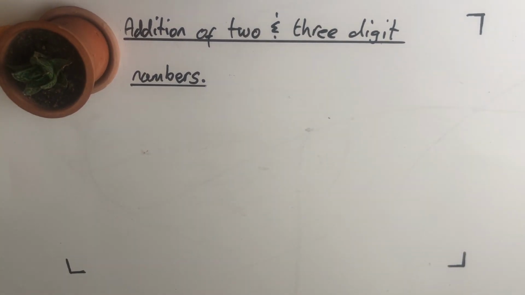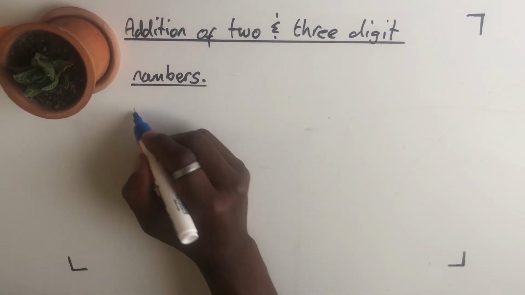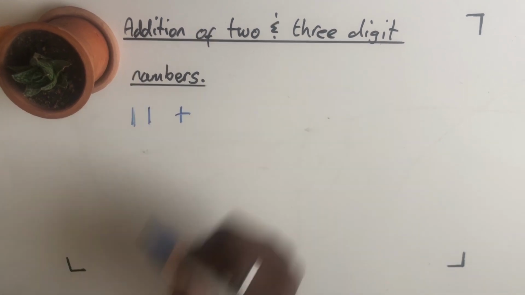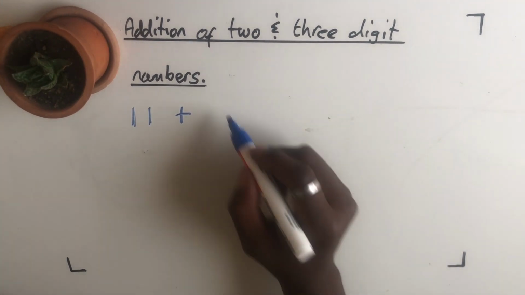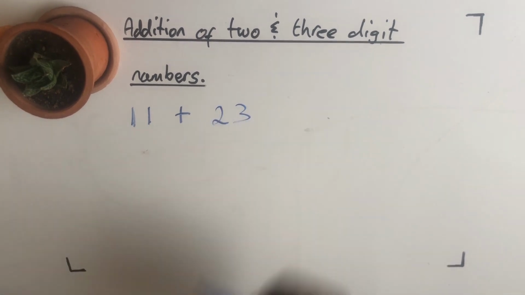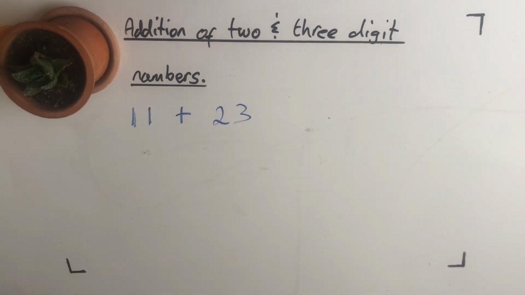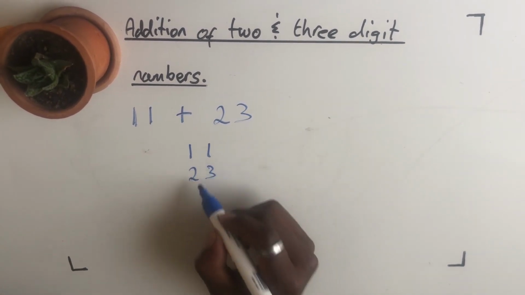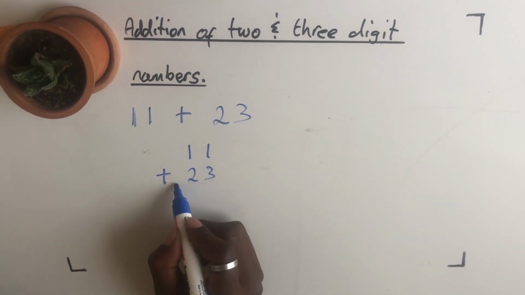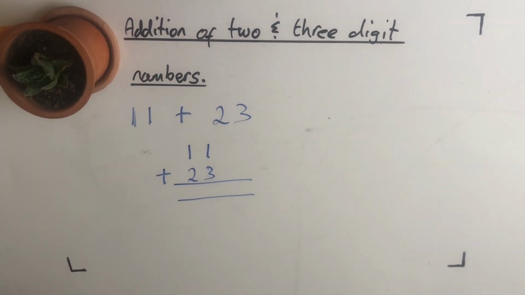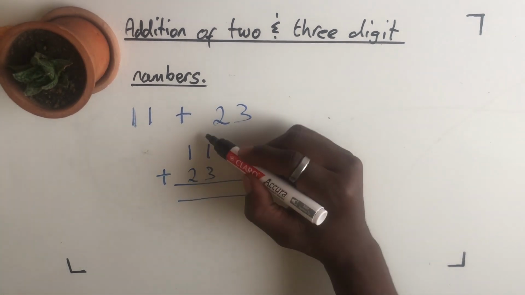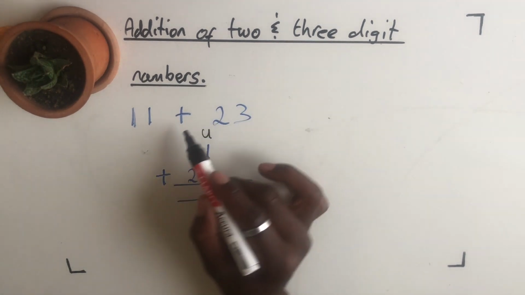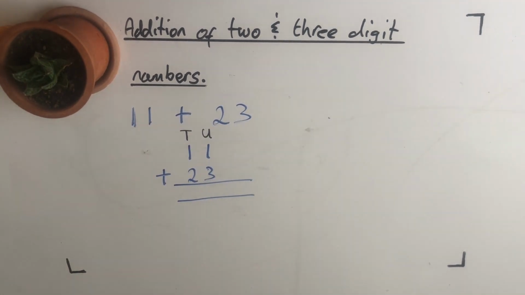So, let's say I have 11 plus 23. Remember, the first step is to write them one below the other with my plus sign there. So that is my first step. And then the next thing, remember, labeling, that's units, that's tens.